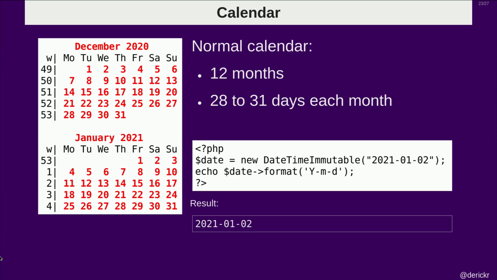Done? Okay. All right, so 2 different types of calendars. That's the last thing I want to talk about. There's the normal calendar that most of you will probably use. It has 12 months and 28 to 31 days each month. In this case, we have December 2020 and January 2021. I'm future-proofing this slide, as you can see. And this is the normal calendar that everybody uses.